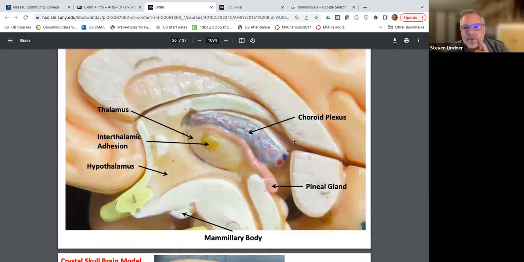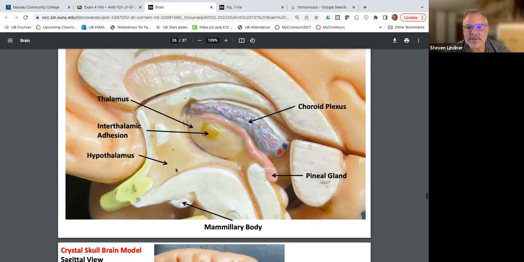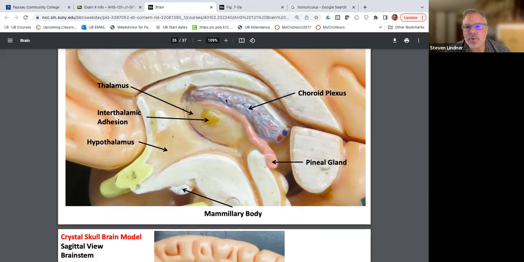Just a close-up view again. Here's the corpus callosum, septum pellucidum. You can see that shiny, clear, translucent layer. Here's the fornix. Here's the thalamus. That's the relay station for all your sensory input. There's the interthalamic adhesion. Below the thalamus, hypothalamus. There's your choroid plexus and the pineal gland.